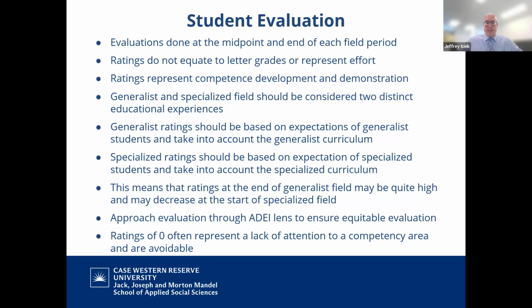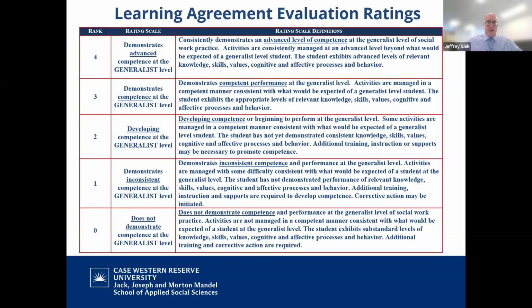This last bullet point is an important one. Let me show you the next screen first, so you have a little better context. These are the ratings that you'll assign to a student on the evaluation, 0 to 4. A 0 means does not demonstrate competence at the generalist level. You'll see it steps up to inconsistent competence, followed by a 2 means developing competence. A 3 means they're demonstrating competence, and a 4 means they're demonstrating advanced competence.